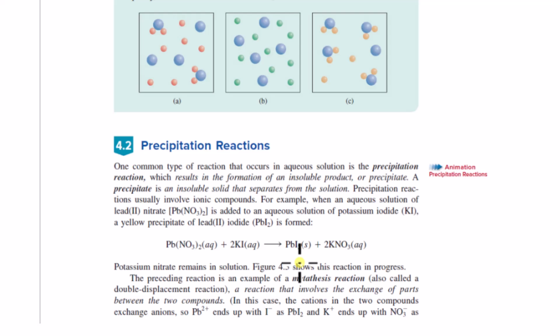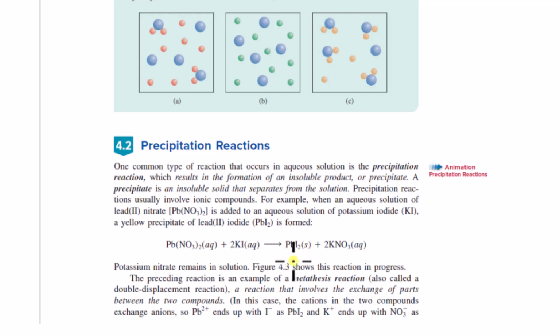if you were working with lead-2 iodide in another project, lead-2 iodide is not soluble. You put it in water, it doesn't dissolve, at least to any significant extent. So what happens is the lead-2 plus and the iodide come together and form an ionic compound, and it precipitates out. So it's not dissolved anymore. This is written as solid.